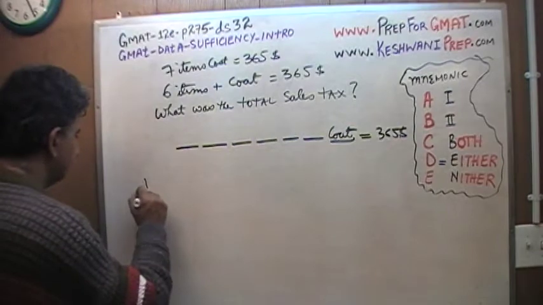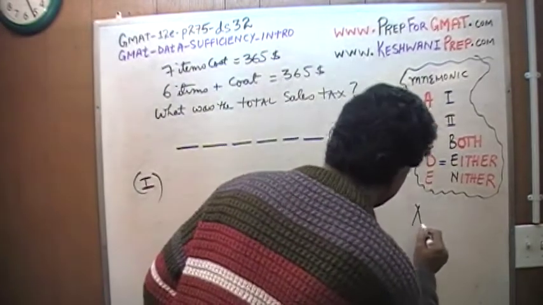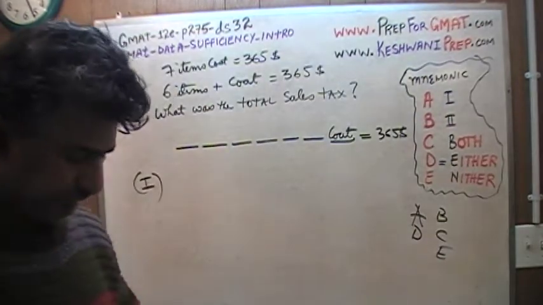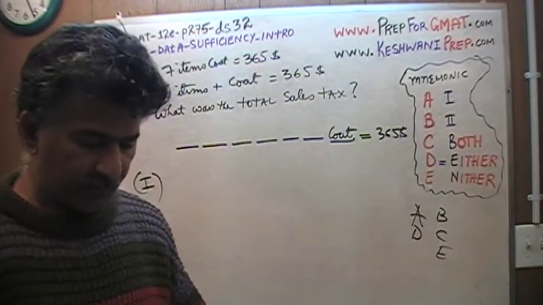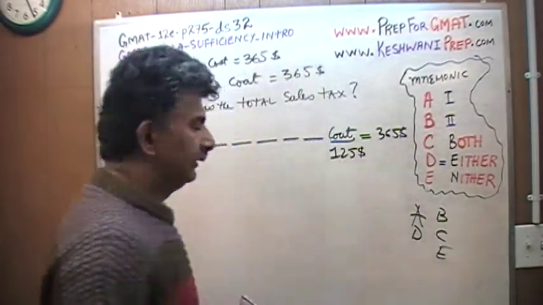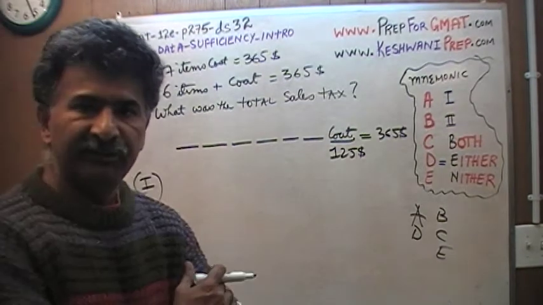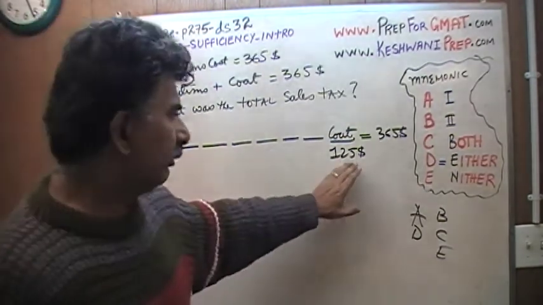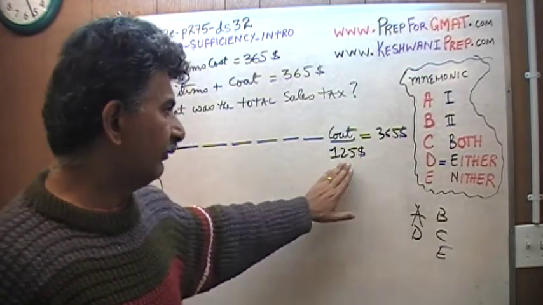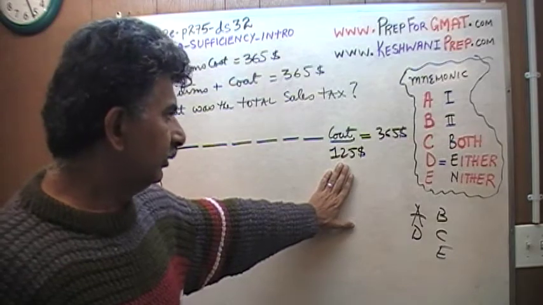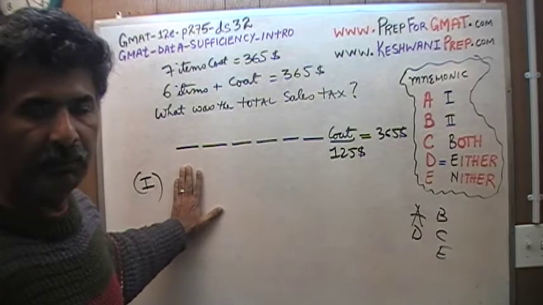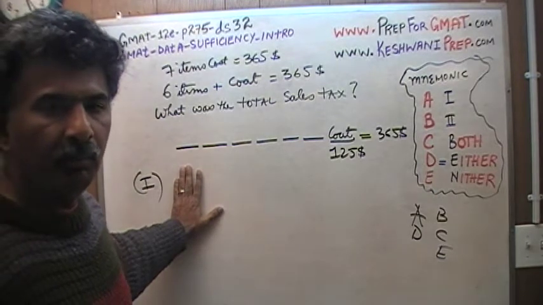Statement 1 says, let's do our thing here. AAD, BCE. AAD, BCE. The first statement tells me that the price of the code was $125. Does that help us in figuring out what the total sales tax was? No, of course not. We can figure out what the sales tax on this code would be, but of the remaining amount from 365 after we subtract 125, we do not know how the remaining amount is split among the 6 items, and we do not know how many of them are costing over $100, and we do not know what the breakdown is precisely.